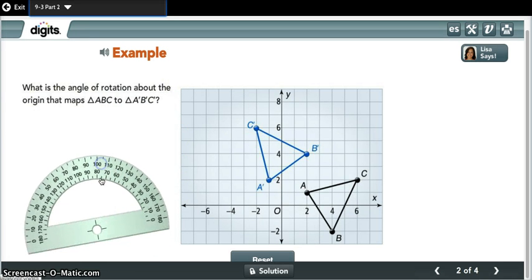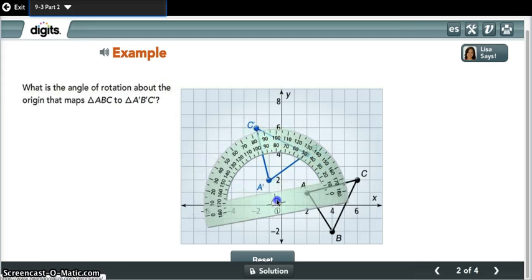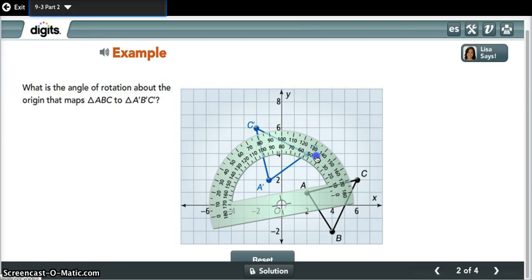So, ooh, can we slide you over? Good. Okay, so we're going to line up the protractor.